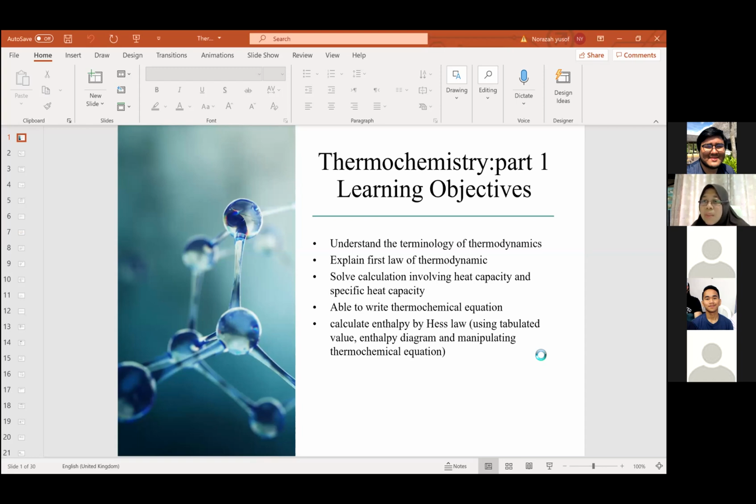What's the difference between just a normal chemical equation and a thermochemical equation? And then how to cut. For the first part, we also discuss enthalpy, how to calculate enthalpy by using Hess's law. Okay, so these are the objectives for the first part of thermodynamics or thermochemistry. As usual, if you have any issues, you just stop me and ask me questions, okay?